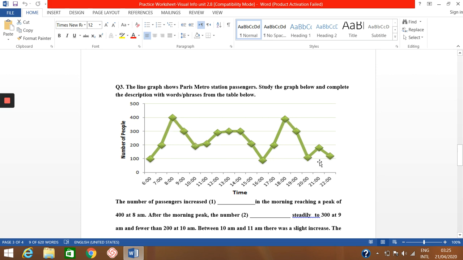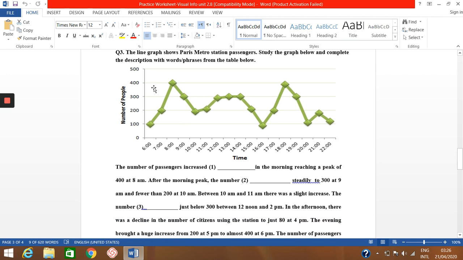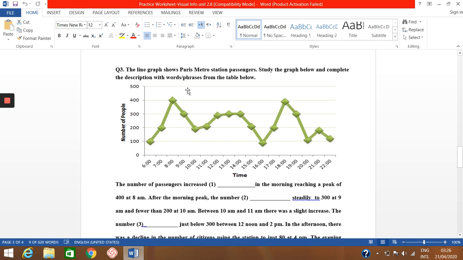You can see the trends going, where there is an increase or decrease, and you need to show in what way the changes took place here. So in order to understand, you just need to concentrate on the instruction given here. The instruction says, the line graph shows Paris Metro station passengers, the number of passengers in Paris Metro. Study the graph below and complete the description with the words or phrases from the table below.